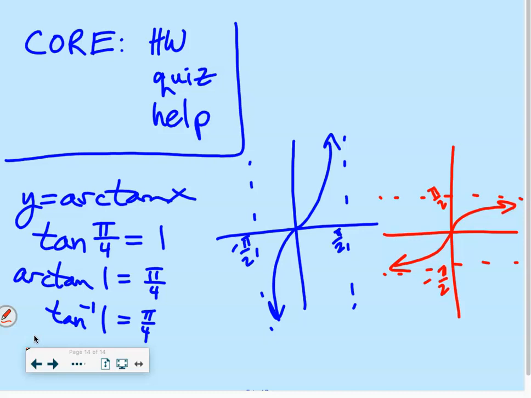Just so you know, I'll tell Ms. Grimold I told you, this is not on your test. I didn't put any inverse trig on your test this time. There will be inverse trig in chapter 3, but not in chapter 2. Okay.